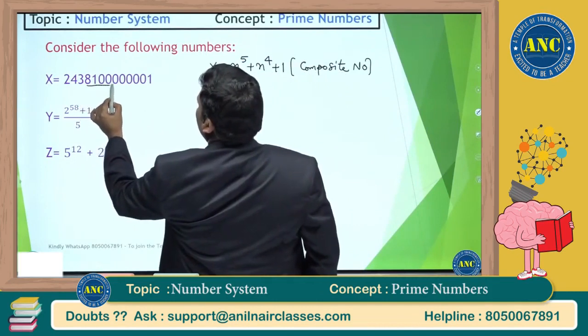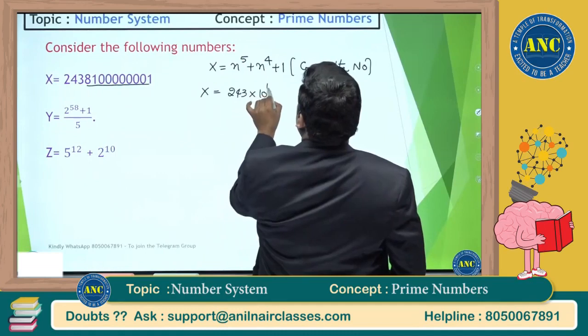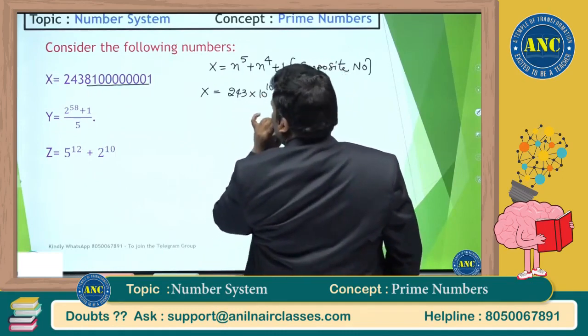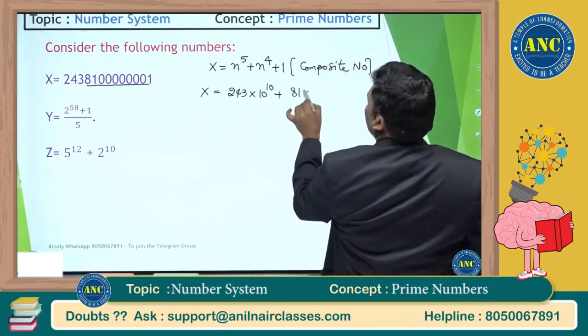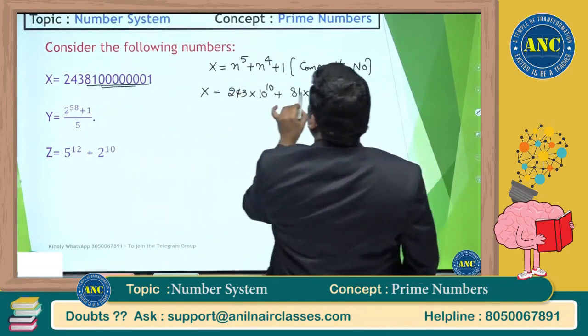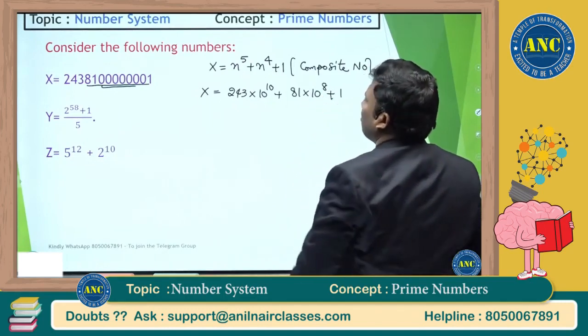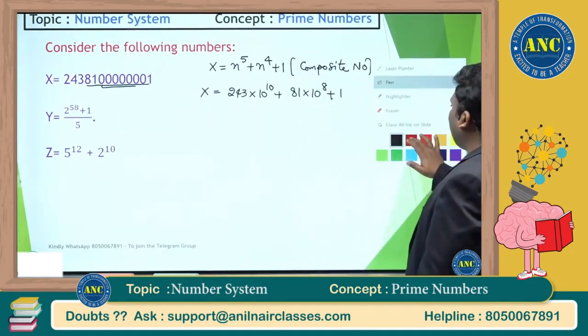1, 2, 3, 4, 5, 6, 7, 8, 9, 10. 10 power 10 plus 81 into, how many are there after 81? 2, 4, 6, 8. 81 into 10 power 8 plus 1.